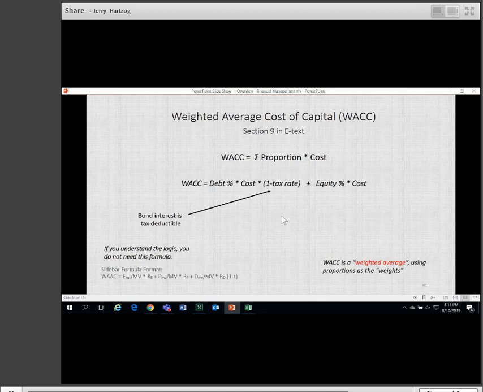We're going to have two types. We're going to have debt. We're going to have equity. It's just the proportion in debt times its cost plus the proportion in equity times its cost. Just remember, proportion times cost plus proportion times cost. Now, one slight difference: bond interest is tax deductible, so we have to multiply the debt cost by 1 minus the tax rate.